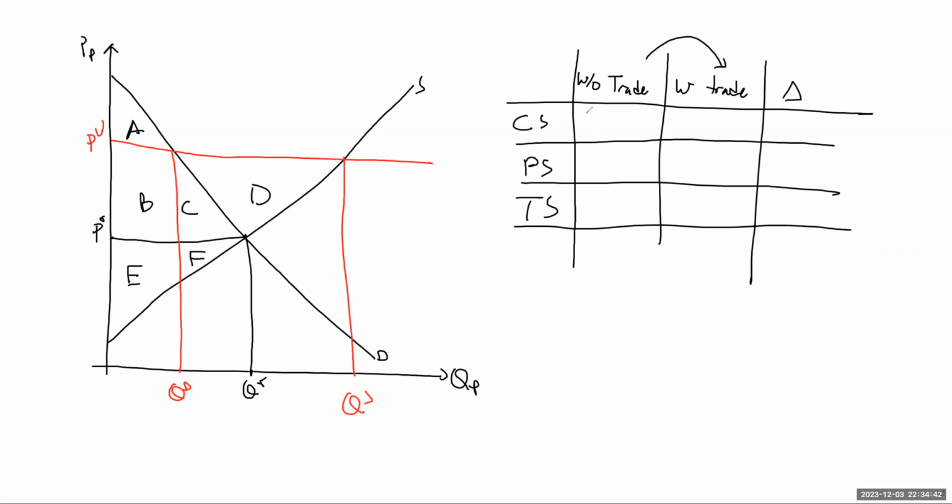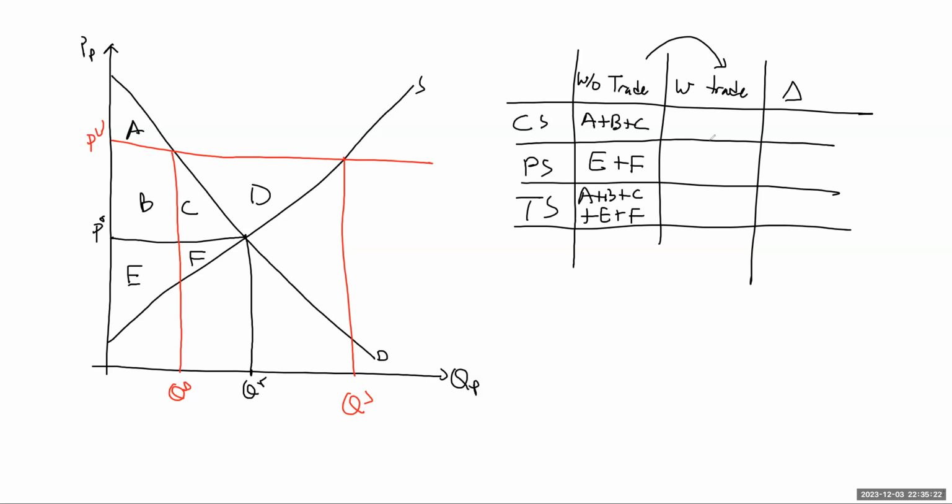Consumer surplus without trade is A plus B plus C. This is the demand curve. This is the domestic price. So it's the area between the demand curve and domestic price, A, B, and C. Producer surplus is just E plus F. Again, here's the domestic price. That's the price that they receive. That's the supply curve. That's what producer surplus is. And total surplus is A plus B plus C plus E plus F.